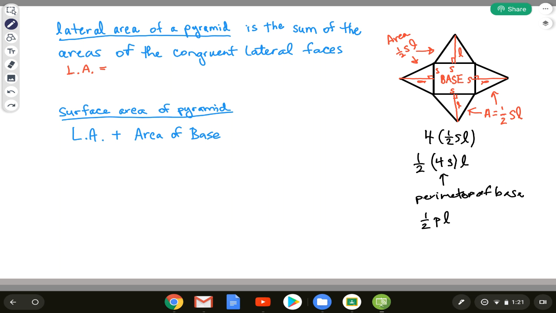I'm just going to write 1/2 times the perimeter times L. Now the P is the perimeter of the base, not the triangles.